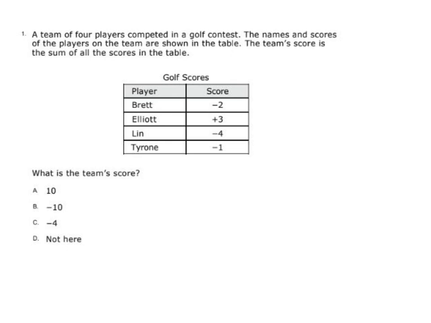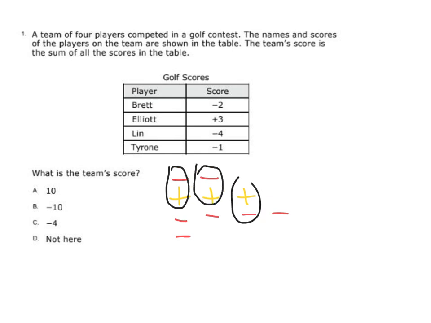So you have -2 for Brett. Then we have +3 for Elliot. Then we have -4 for Lynn. And then -1 for Tyrone. So what you're going to do, you're going to look for those 0 pairs, which would be a positive and a negative. You circle them. And then whatever you have left over, that will be your answer.